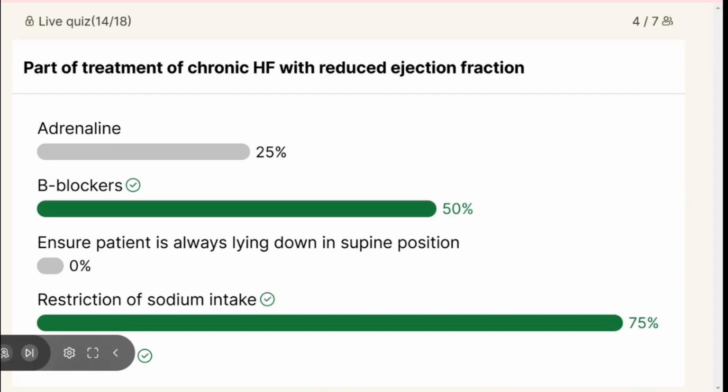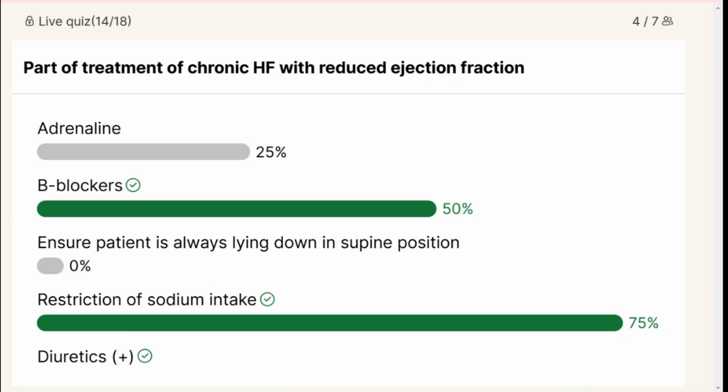Okay, so part of treatment of chronic heart failure with reduced ejection fraction. The cornerstones of this is lifestyle changes, and then beta blockers, ACE inhibitors, and mineralocorticoid antagonists. So the first option is definitely wrong because with adrenaline, you'd just be increasing the work of the heart. You don't give adrenaline in case of chronic heart failure with reduced ejection fraction. In fact, you give adrenaline in a person that has cardiac arrest because you want their heart to start beating again, but not in this case, basically.